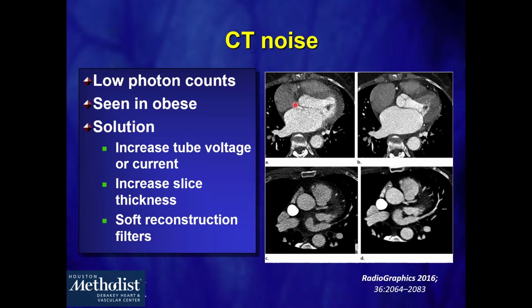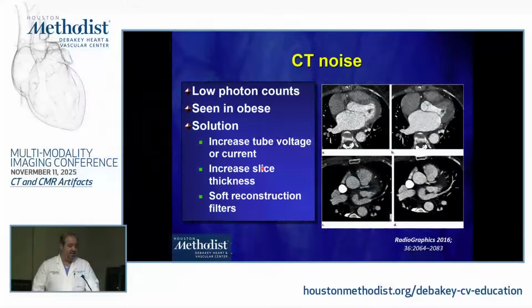Typically, the larger the body habitus, the more distance these photons have to penetrate through the patient. So one of the solutions is to ramp up the voltage of the X-ray tube or the current. This is basically the photon flux, or the energy that's being delivered through the patient. Number two, you can make the slices thicker. For example, over here I have a noisy image, and over here I just thickened up the slice. You might have decreased your resolution, but at least you improve your signal-to-noise ratio, because the thicker the slice, the lower the noise. And then last are the soft reconstruction filters that can help make an image better.